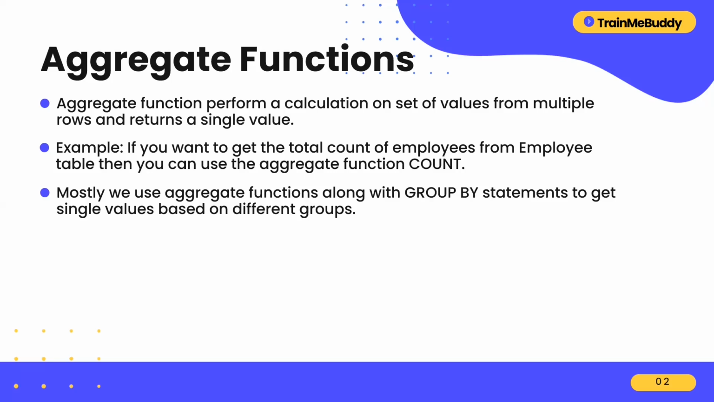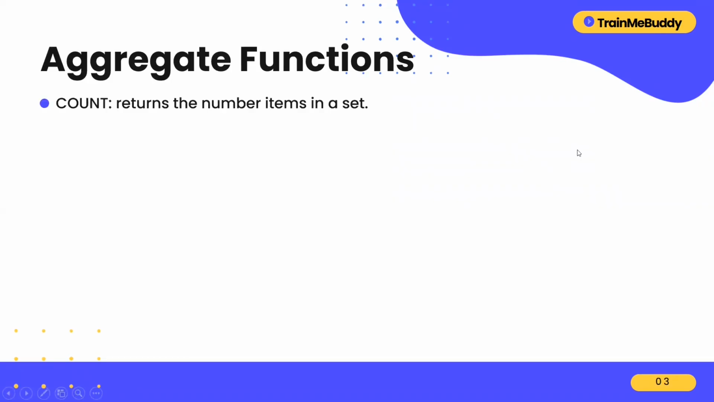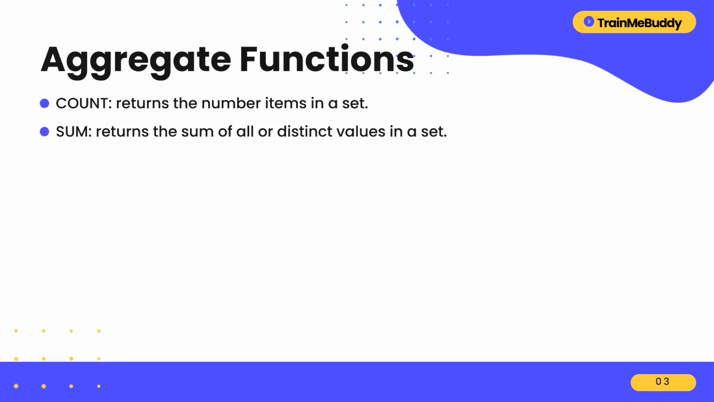the max aggregate function. So today we'll go through different aggregate functions such as count, which is used to get the total number of items in a dataset. Then we'll go through the aggregate function sum, which is used to get the sum of all or distinct values in a column from a dataset. For example, if you want to get the sum of the marks scored by a student, then you can go with the sum function. Then we'll go through the average function, which returns the average value in a dataset.